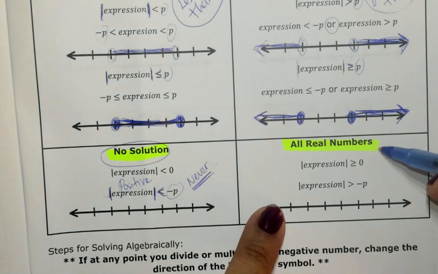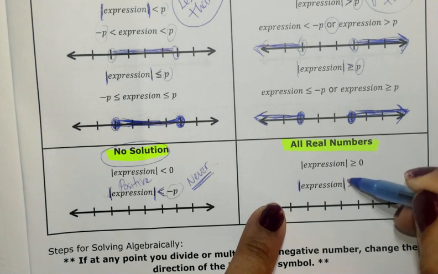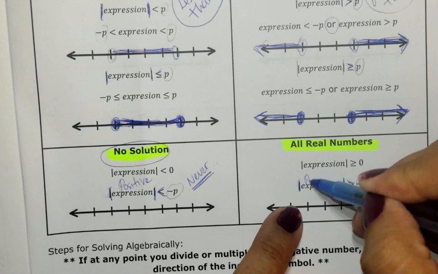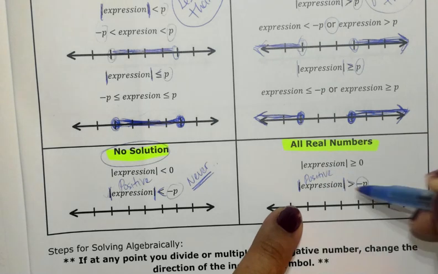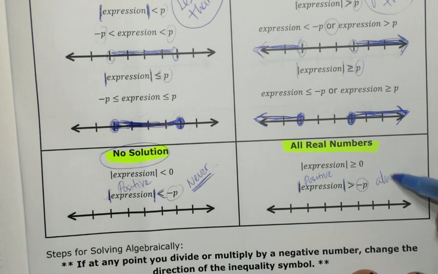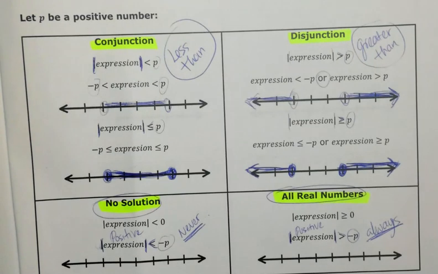When you have all real numbers as an answer, the absolute value will be greater than a negative number. Since the absolute value is always positive, it will always be greater than a negative number. So because it's always true, the answer will be all real numbers. So those are the four things that could happen.